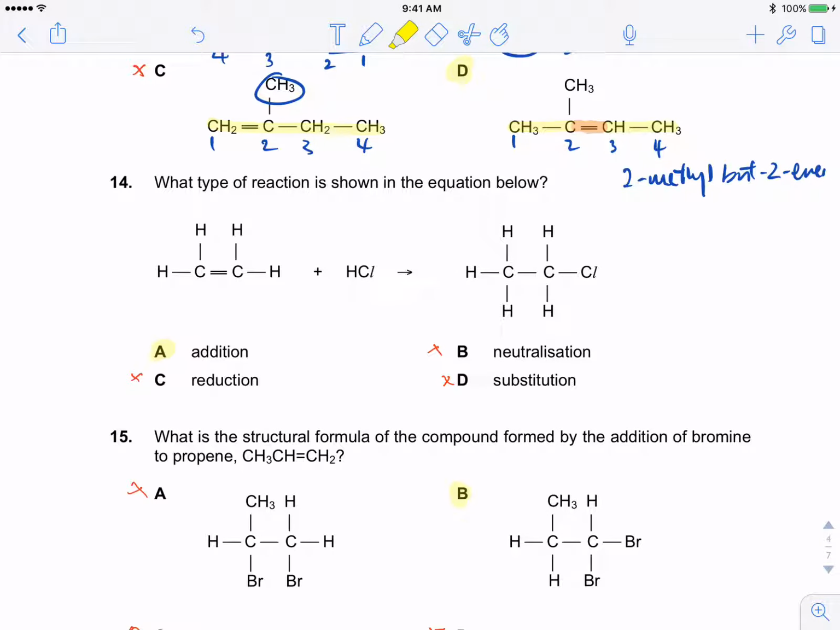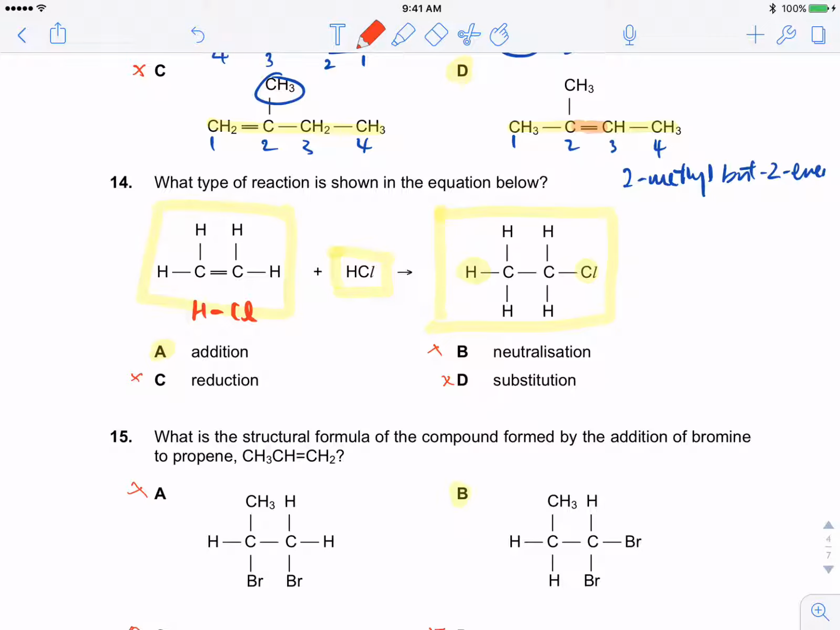Okay, what type of reaction is shown in the equation below? Addition, reduction, neutralization, substitution. Okay, so we see that there's this alkene added to HCl, and we get one compound with this as the substituent. Okay, so what happened is this HCl added across the double bond. So this is an addition reaction. What happened is it is added across the double bond. This is an addition reaction.